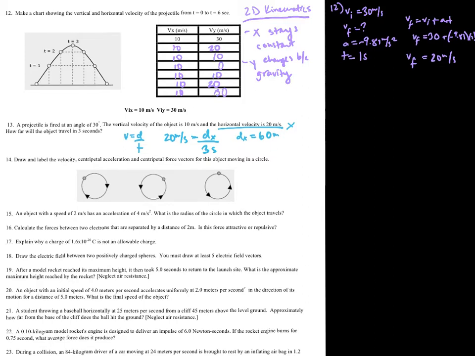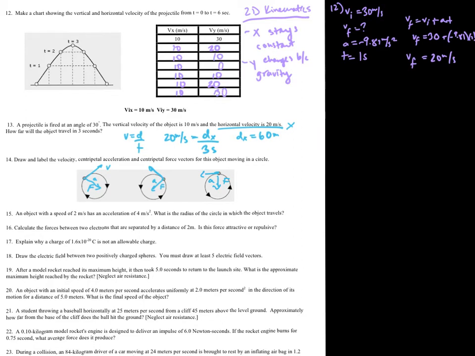Number 14, draw and label the velocity, centripetal acceleration, and centripetal force vectors for this object moving in a circle. So in each of the 3 examples, we should take note of the direction of the arrows. Because we're moving clockwise, our velocity should be like this, and our acceleration and force should always be towards the center. Same thing here. You should remember the velocity will go out like this in a straight line out of the circle, and this will always be centripetal acceleration and force.